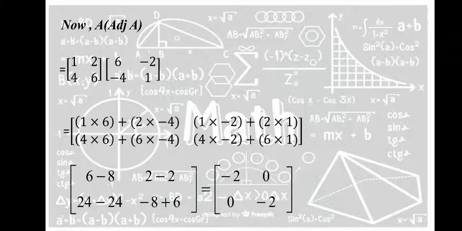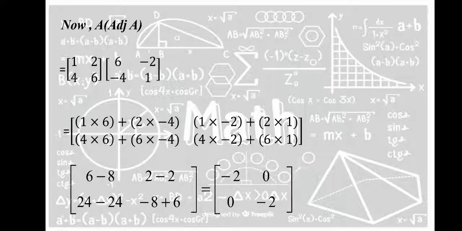So the matrix will become: 1 multiplied by 6 is 6, 2 multiplied by minus 4 is minus 8, 4 multiplied by 6 is 24, 6 multiplied by minus 4 is minus 24, 1 multiplied by minus 2 is minus 2 and 2 multiplied by 1 is 2, 4 multiplied by minus 2 is minus 8 and 6 multiplied by 1 is 6. So the matrix will become 6 minus 8, minus 2 plus 2 in the first row, 24 minus 24 and minus 8 plus 6 in the second row.